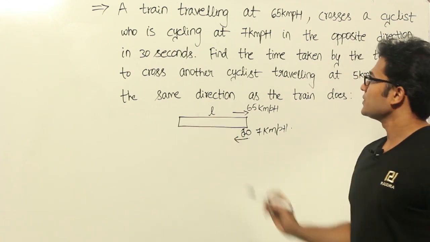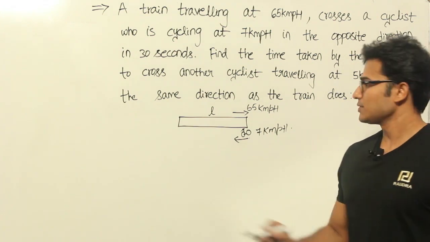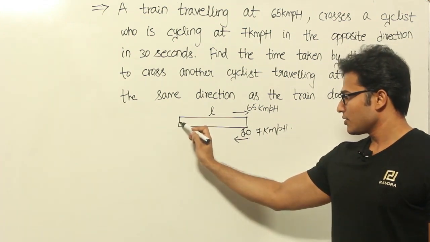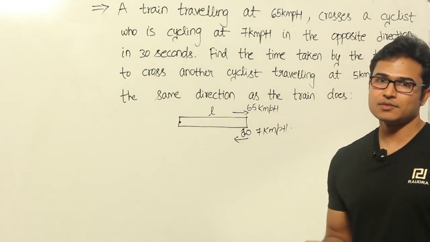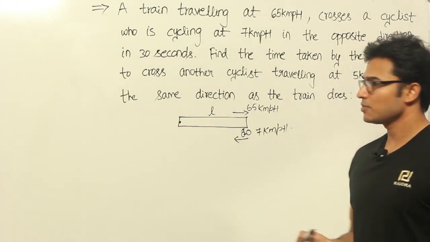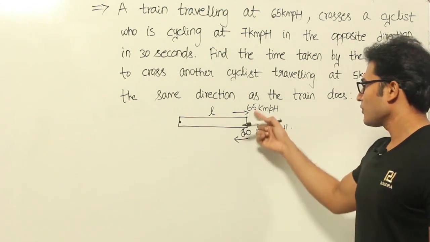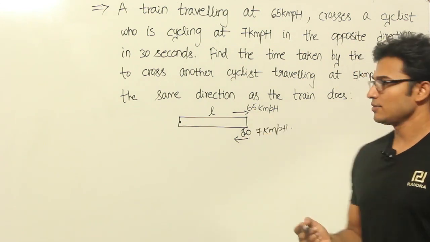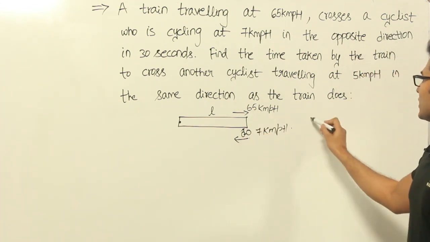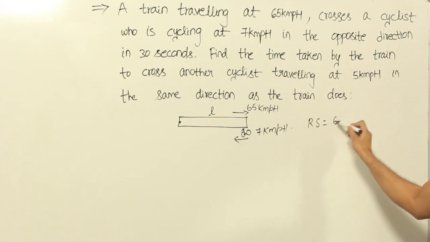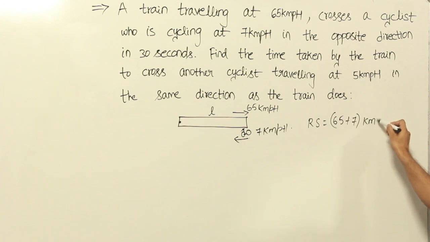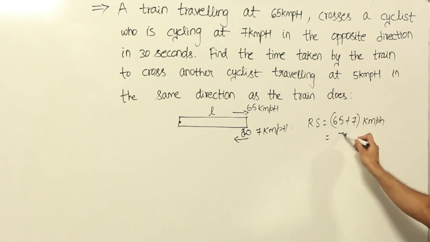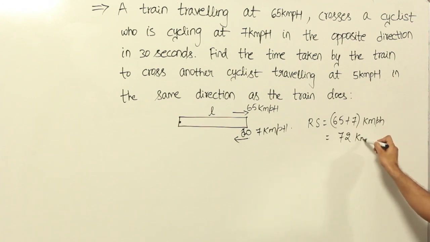And now they are saying that if this is the case, then the train is crossing in a time of 30 seconds. Which means this end of the train will be meeting the cyclist in 30 seconds. That is the meaning of it. Now you can apply the concept of relative speed here. If both of them are traveling in opposite direction, the relative speed is equal to 65 plus 7 kilometers per hour, which is nothing but 72 kilometers per hour.